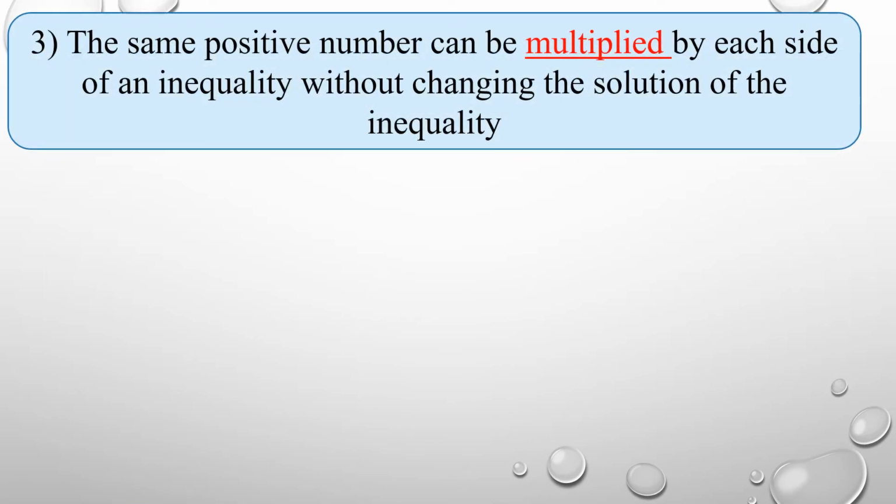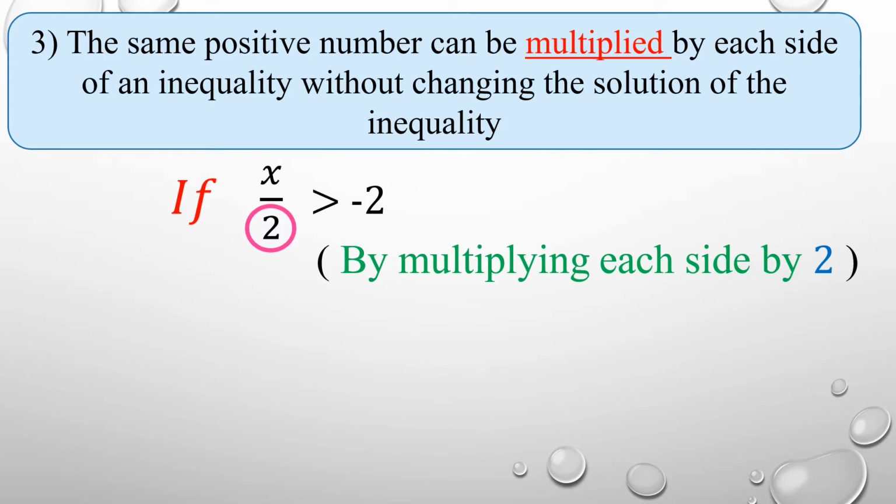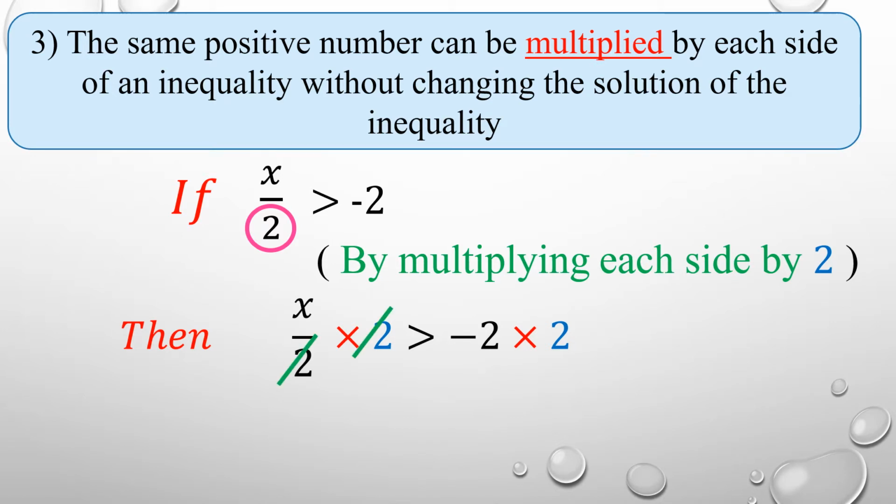Number 3, the same positive number can be multiplied by each side of an inequality without changing the solution of the inequality. If x divided by 2 is bigger than negative 2, we can get rid of 2 by multiplying the two sides by 2, multiplying each side by 2. So the answer will be x divided by 2 times 2 bigger than negative 2 times 2. We cancel 2 and divided by 2. So x bigger than negative 4.